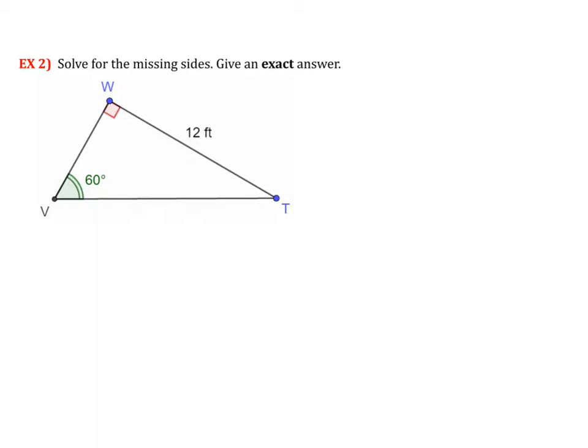Okay, let's go ahead and look at our second example, example 2. It still says to solve for the missing sides. Again, we have multiple missing sides. VW is unknown, as well as VT or side TV. They want us to give an exact answer. So, just like with the previous example, what I always want to do first is to identify the triangle to figure out what kind of triangle it is.